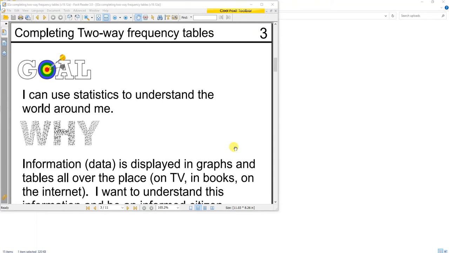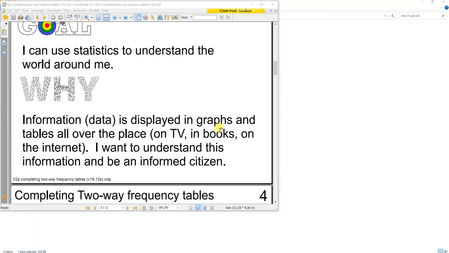Our goal: I can use statistics to understand the world around me. Why information, data, is displayed in graphs and tables all over the place, on TV and books, on the internet. I want to understand this information and be an informed citizen.